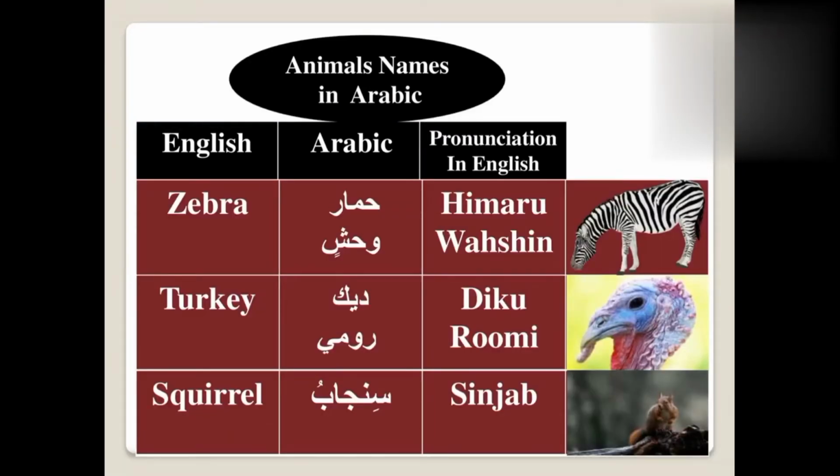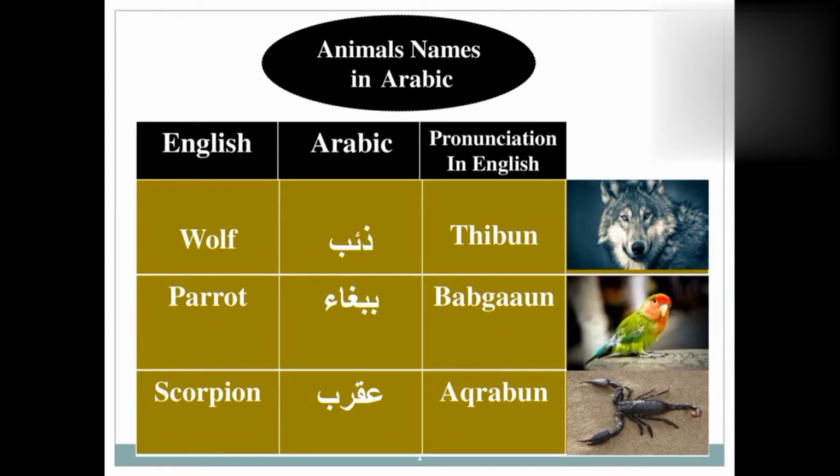For zebra we use in Arabic himar wahshin. Himar wahshin means zebra. Now see turkey. For turkey we use in Arabic dikurumi. Dikurumi means turkey. Now see squirrel. For squirrel we use in Arabic sinjab. Sinjab means squirrel. Now see wolf.